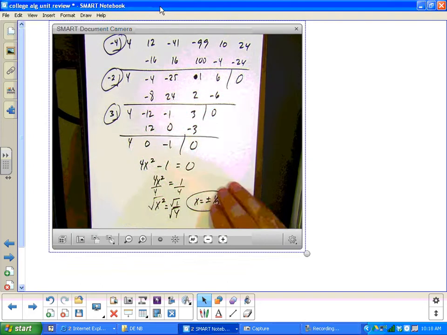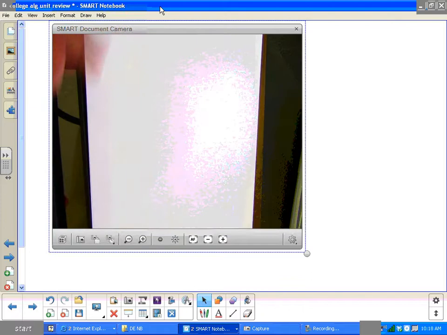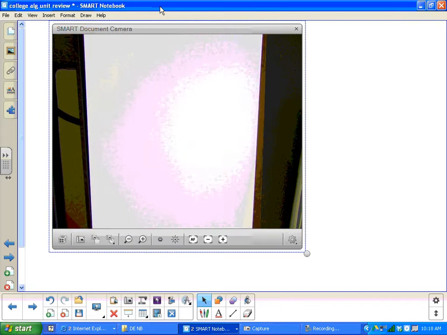Let's look at one more thing. For the past forever, we've been finding zeros. Now we're going to go backwards. We're going to take the zeros and go backwards and find the function. Now this will actually be pretty easy. You'll like these questions.